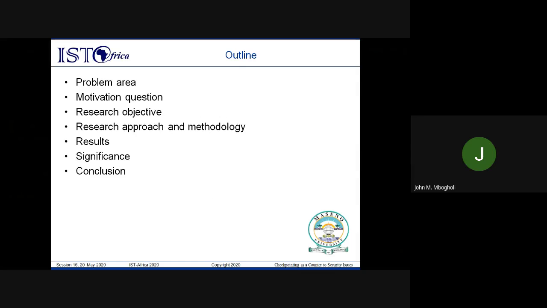To start off, I will give a quick outline of what the presentation is going to cover. First, we shall briefly discuss the problem area and then examine the motivation question that helped us to carry out the research. Then we shall talk about the research objective, followed by the approach and methodology that was used in carrying out the research. And then we shall discuss the results, their significance, and finally conclude.